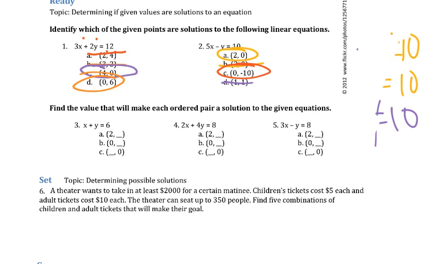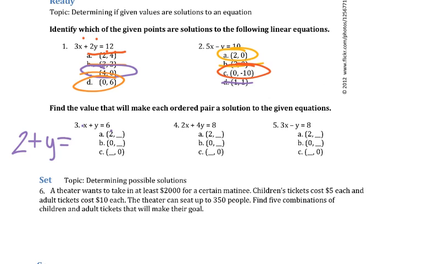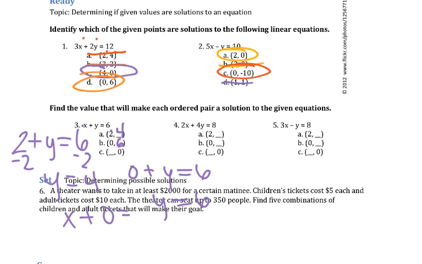Alright, 3, 4, and 5, they want us to find out what the other term would be. So on 3, I'm given 2 for x, so I'd plug in a 2 for x. I want to find out what y is, so I just leave y there. So I'd subtract 2 and get y equals 4. So my solution would be 2, 4. Now B is 0, so 0 for x, solving for y, so we'd have y equals 6. Then C, we have y for 0, so we'd have x plus 0 equals 6, so x would equal 6.